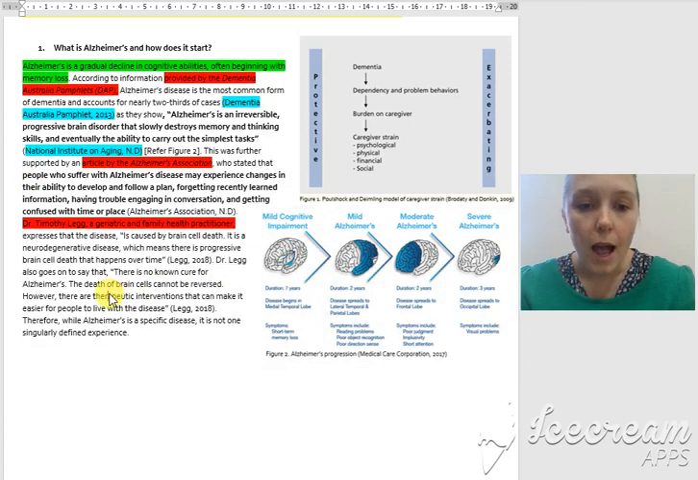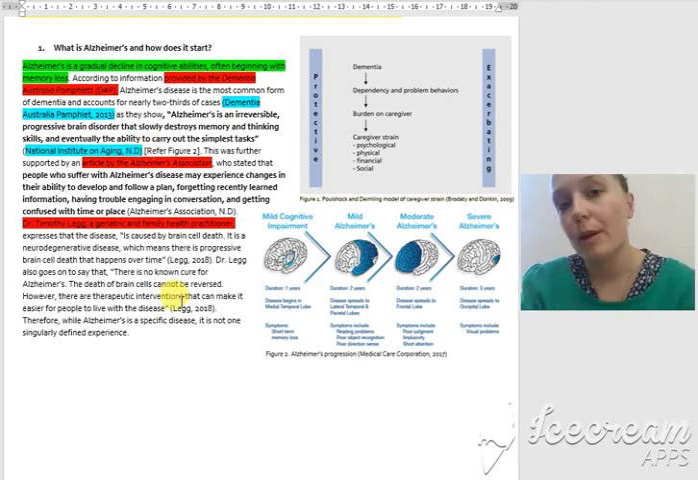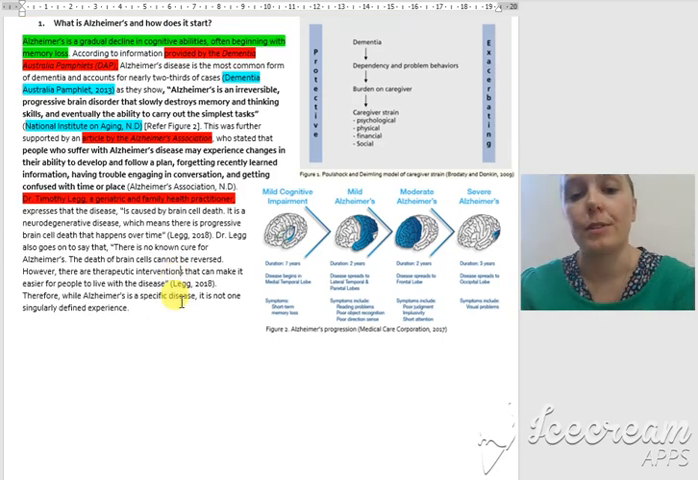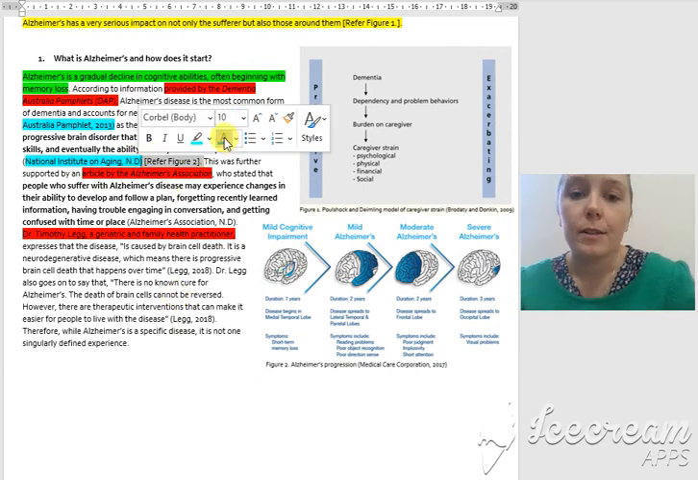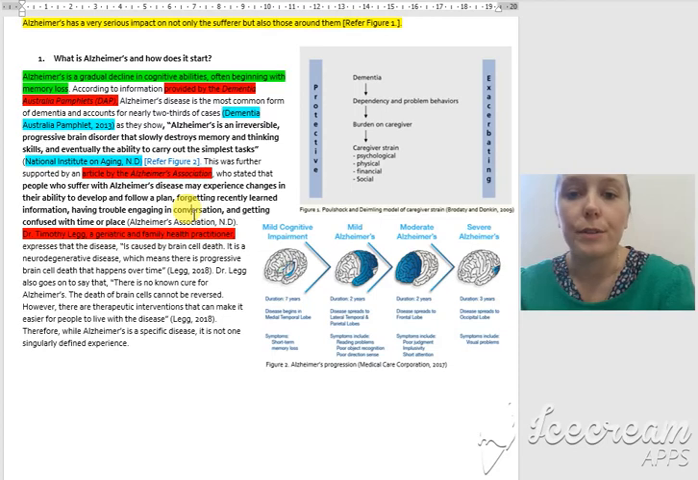The other thing is that we have a range of sources. We've got dementia, Alzheimer's, and we've got Legg. So we've got 3 sources within one paragraph. That is an important part of this because you have to be able to show that it's not just one person who thinks this, but lots of different sources. The other thing is you'll notice this student refers to figures, and this is important because it tells us to look over here. So they're using diagrams and screenshots to support their argument. This is another form of substantiation.